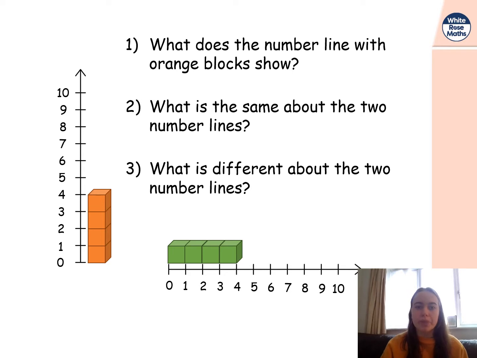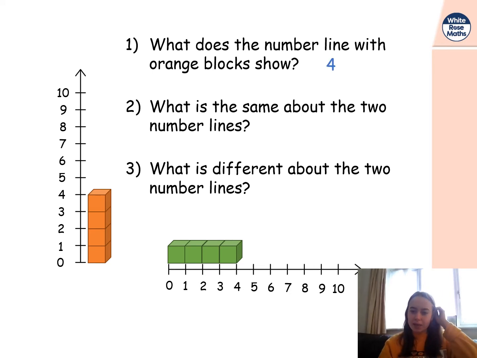So number 1, what does the number line with orange blocks show? So how many orange blocks are there? Where does it reach up to on the number line? There are 4 orange blocks.